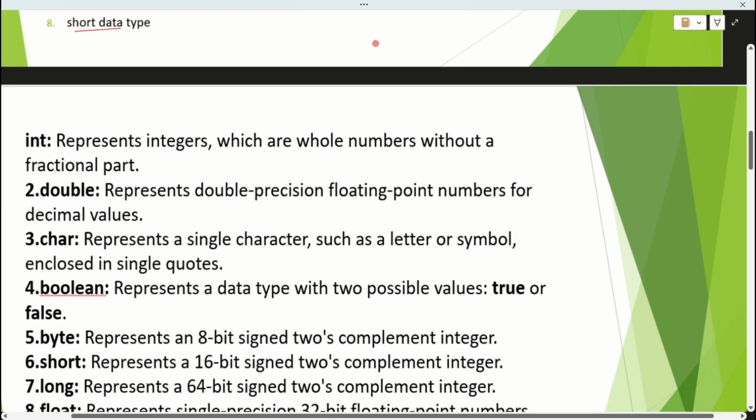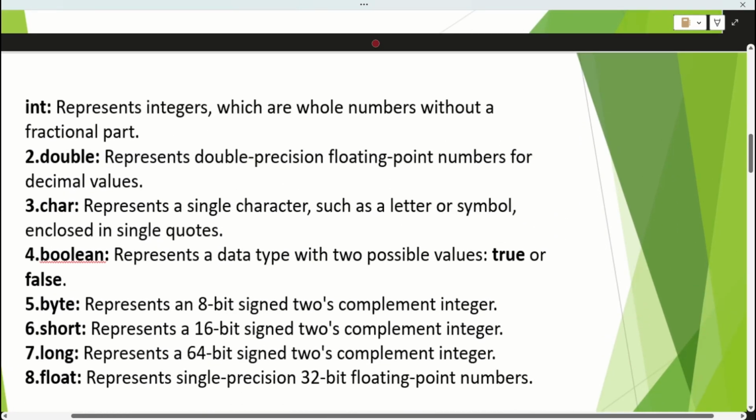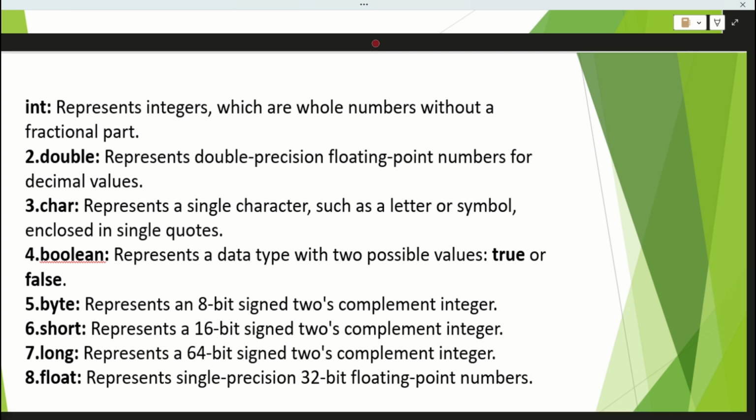I hope first of all the definition of primitive is clear to you, that these are unbreakable. These are the simplest form, like integer, int a = 5. Can you break this further? No, you can't break this further. So it is a primitive data type. I hope the things are clear to you. Now int represents integers, which are whole numbers without the fractional part, like 5, 2, like this.